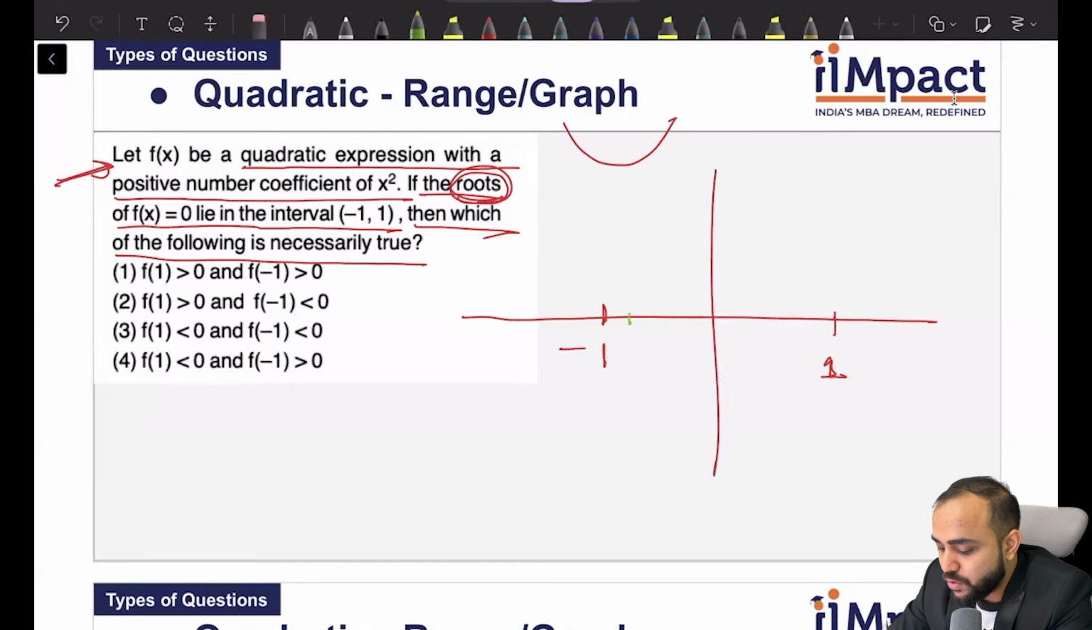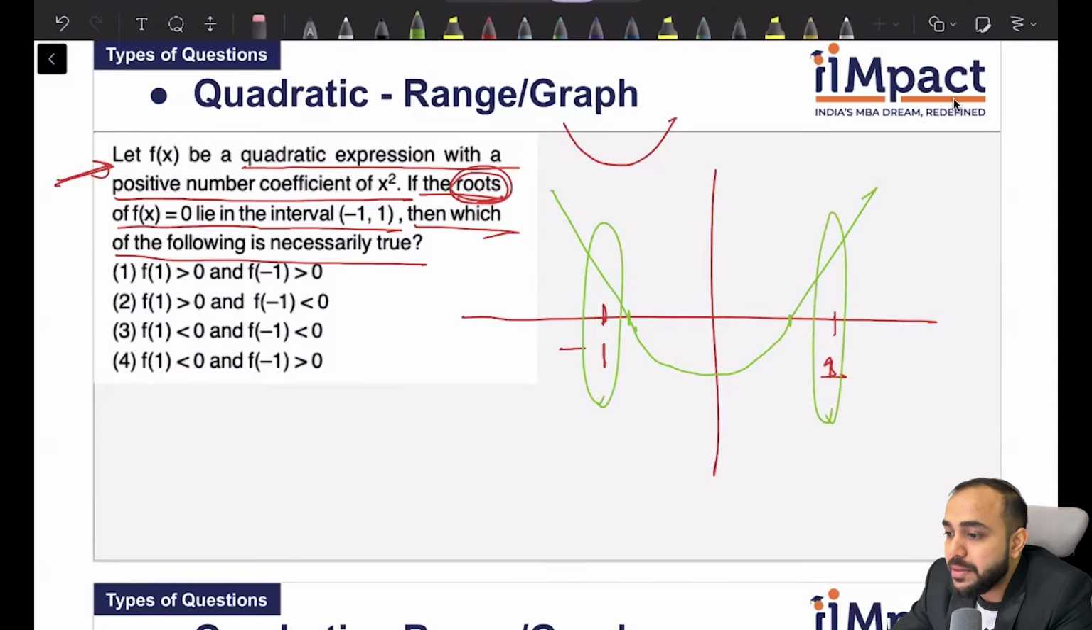So let's say one of the roots is this, the other root is this. However you draw it, once you cross it, you will continue to cross. So both of these values will be greater than 0. Both of these values, value at minus 1 and value at 1, are going to be greater than 0. So that is going to be option number 1. These sort of questions, it's best to do with graph.